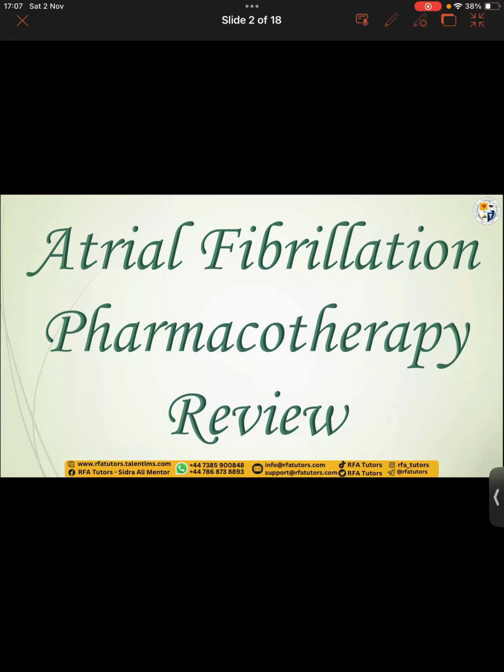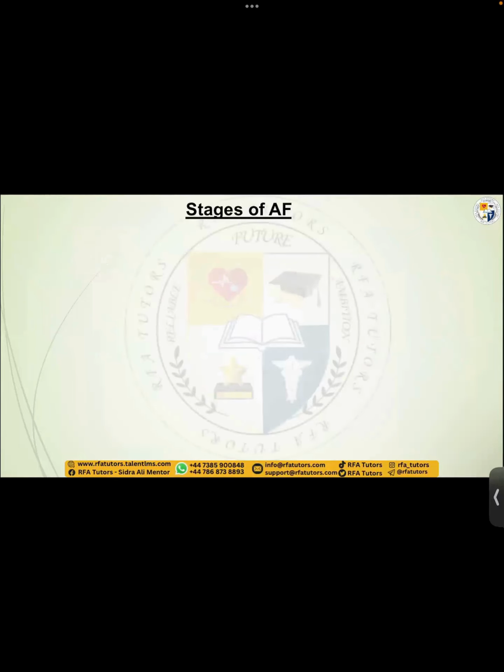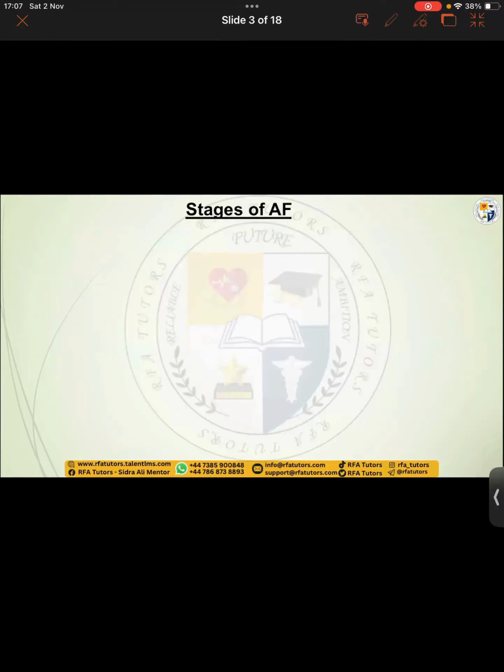So this is the mechanism and, you can say, the definition of atrial fibrillation, which increases the risk of stroke. And all the pharmacotherapy depends on removing these risk factors. Then atrial fibrillation is classified into stages. And these stages are also classified according to the risk factors, their duration, and the risk of strokes.